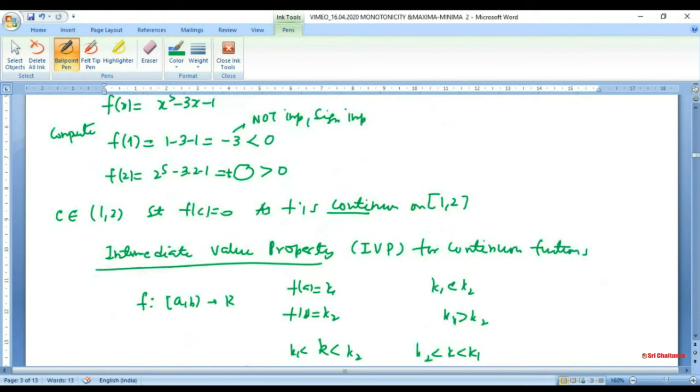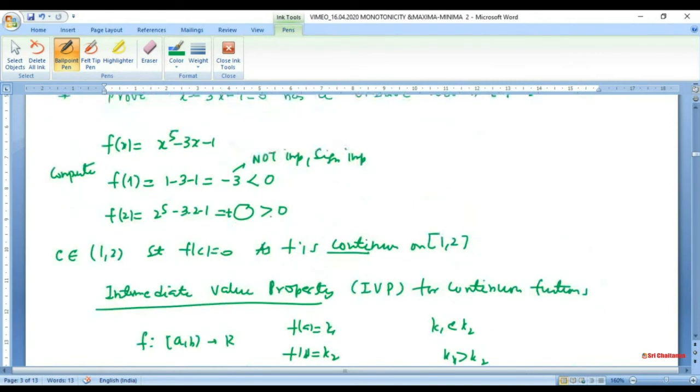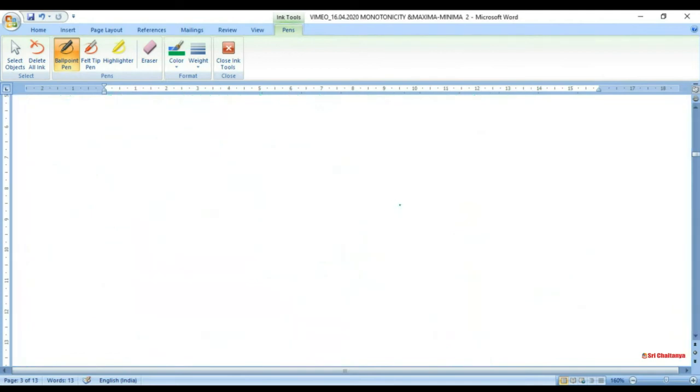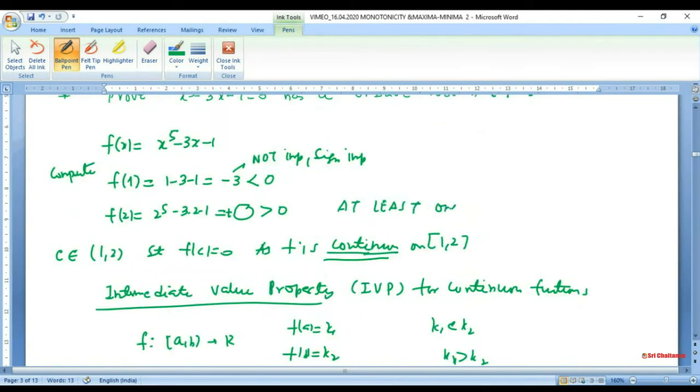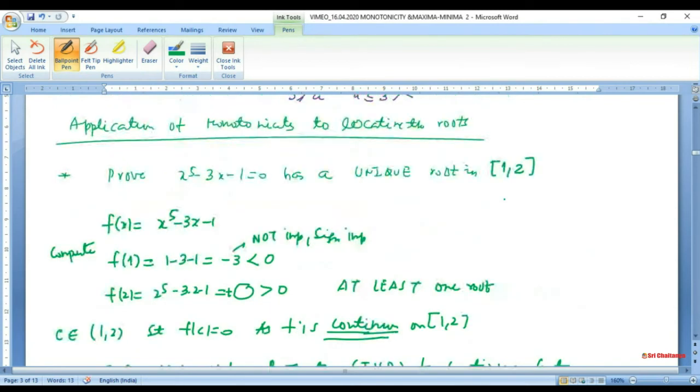So here we will say that f is negative somewhere, positive somewhere, and, important, f is continuous. Because f is continuous, between 1 and 2, in the open interval (1, 2), there is a point c such that f(c) equals 0. Till here we have got at least one root. Unique we have not got. Now the gap will be taken care of by monotonicity.